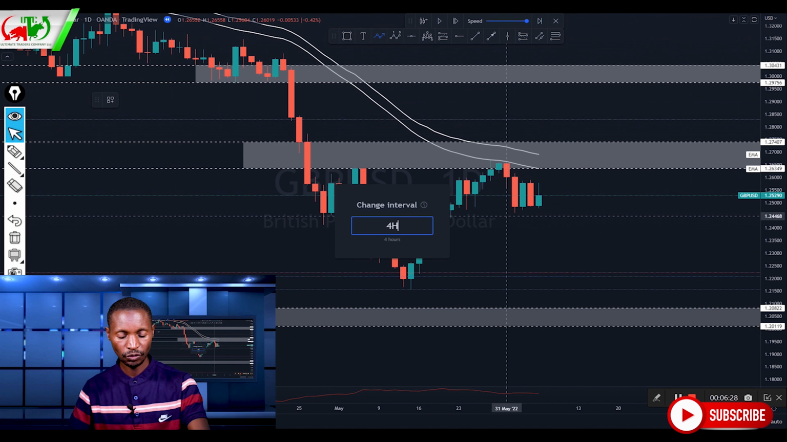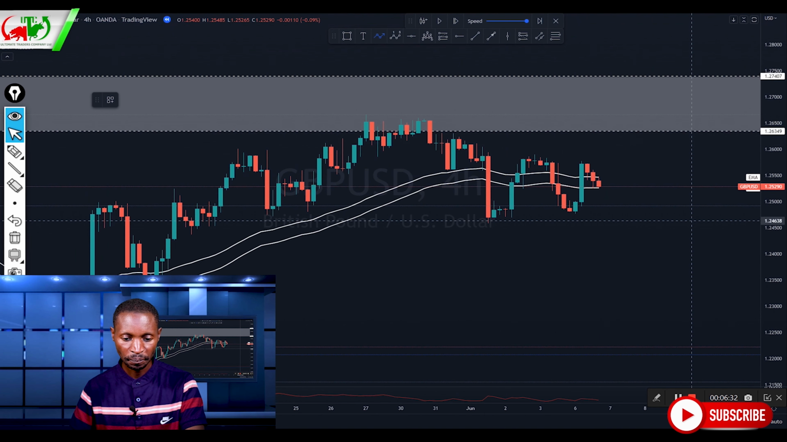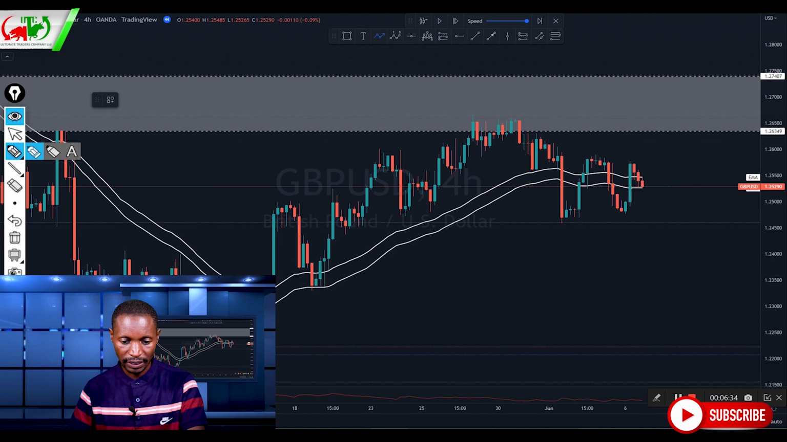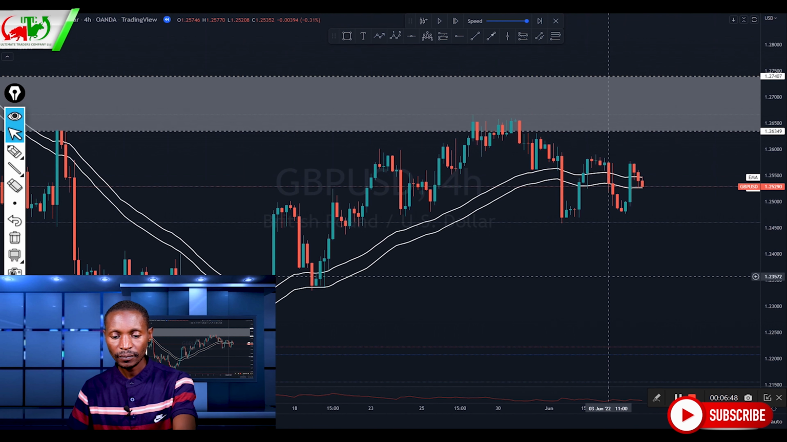We went also to the 4 hour to make more clarity on the movement of this pair. I hope you all see this momentum rollover which was happening here, something which is like a head and shoulders on the 4 hour. This was a clear signal to show that GBP could continue lower.